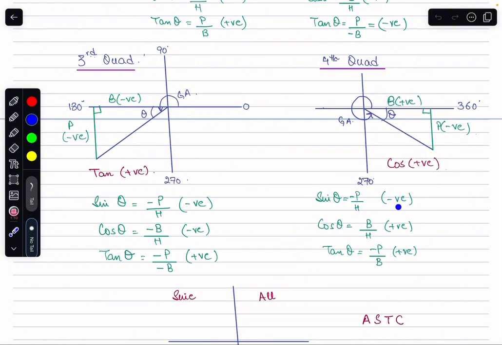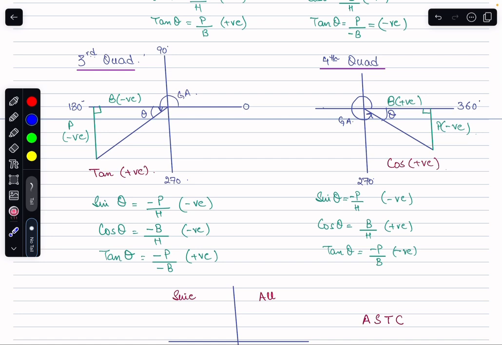Therefore, sine theta is going to be negative. Cos theta, base over hypotenuse, base positive. Therefore, cosine theta is positive. And tan theta, perpendicular over base, negative perpendicular, positive base, giving us a negative sign here. So the tangent is going to have a negative sign, and therefore it's just the cosine ratio which is positive. Therefore, in the fourth quadrant, what we have seen is that the cosine is positive and sine and tangent are going to be negative.